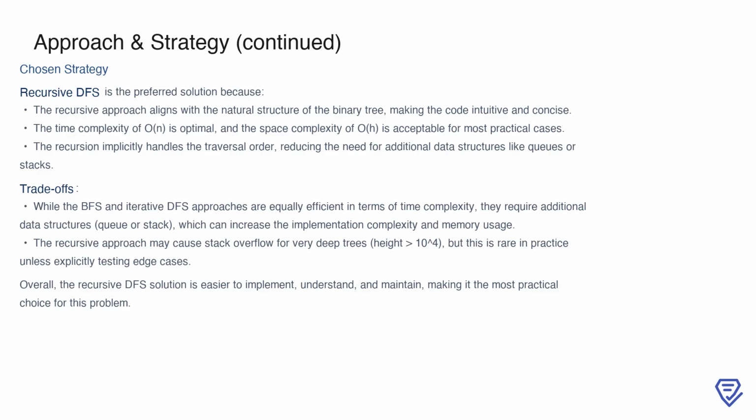Among these approaches, the recursive depth-first search stands out as the preferred solution. It aligns naturally with the hierarchical structure of a binary tree, making the code both intuitive and concise. Its time complexity of O(n) is optimal, and the space complexity of O(h) is manageable for most practical scenarios. Additionally, recursion handles the traversal order implicitly, which simplifies the implementation and eliminates the need for extra data structures like queues or stacks.